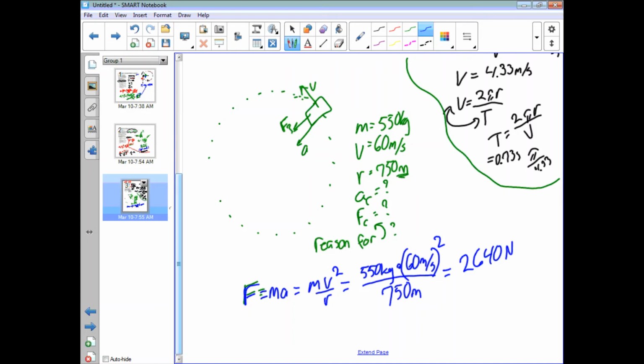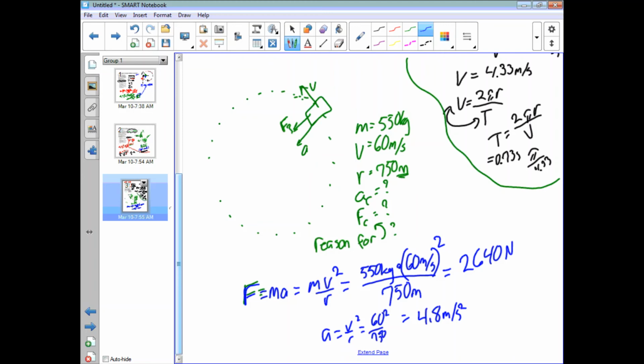And if we were to solve for the acceleration, we could take this value and divide through by the mass. Or we could say acceleration is v squared over r, and just say 60 squared divided by 750. Either way we'll get the same answer. What is that going to be? 4.8 meters per second squared, right? Okay, so 4.8 meters per second squared.